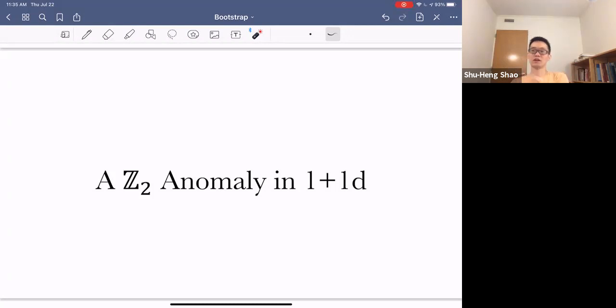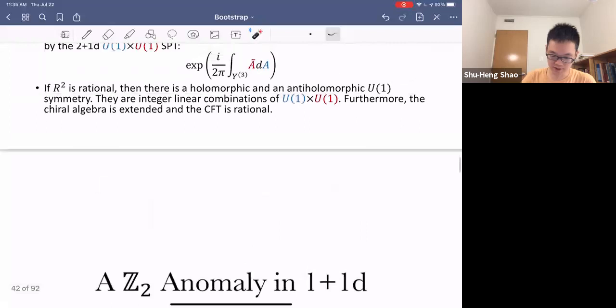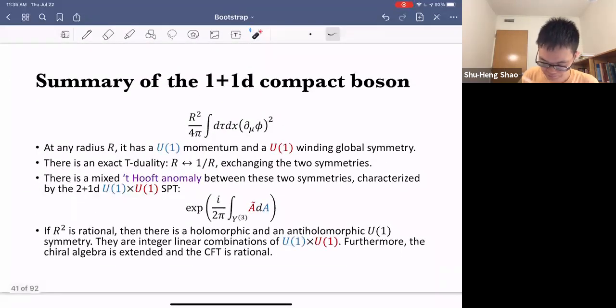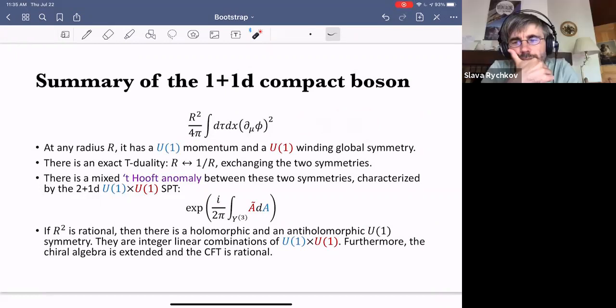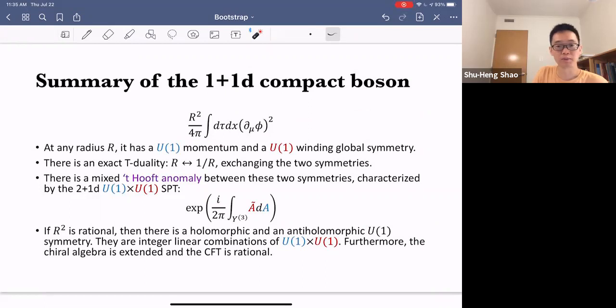Some dynamical constraints. Yeah, I thought about this question when I prepared the lecture. The thing is that I think all the flows from the 1 plus 1D free bosons are quite easy. But I can mention one thing. So, for example, you can deform this model by, say, cosine 2 phi. That breaks the U1 momentum symmetry down to Z2. But the Z2 subgroup of the momentum symmetry still has a mixed anomaly with the winding. So this flow preserves some anomaly.